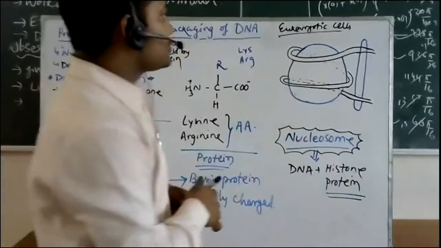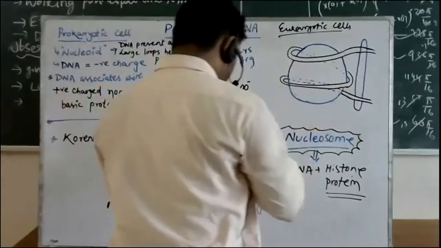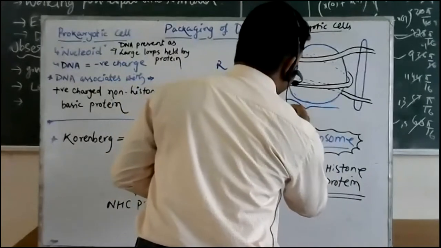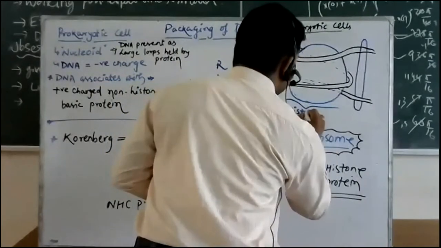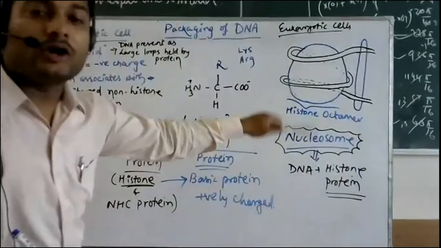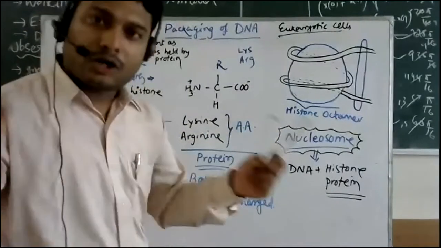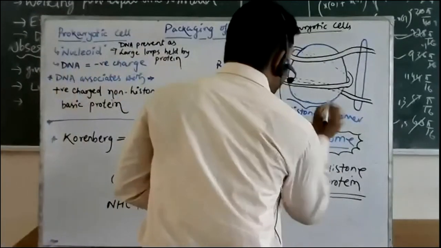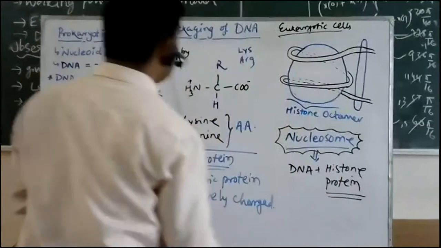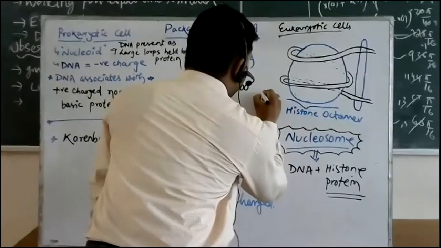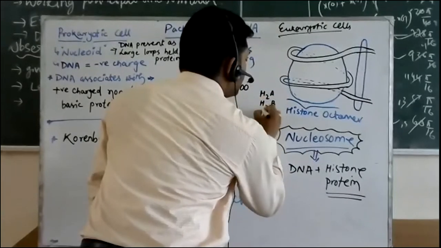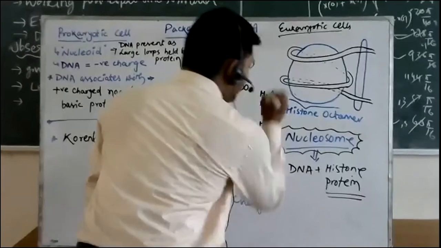I've already done it. So what you see here, the center part, which I have marked in the blue color, this area, is the histone octamer. Obviously, as the name suggests, octamer means they consist of 8 different components. So what are those 8 different components? Let me write down here. We are going to have H2A, H2B, H3, and H4.